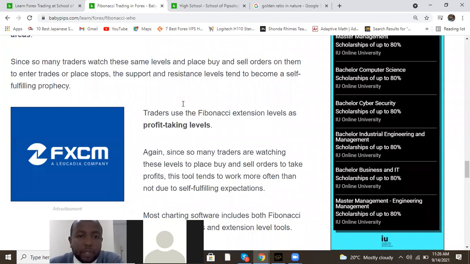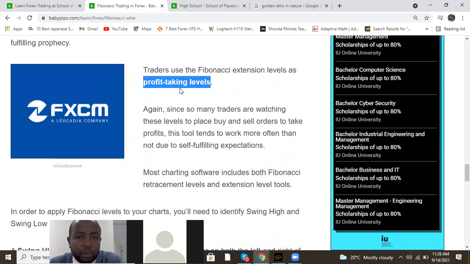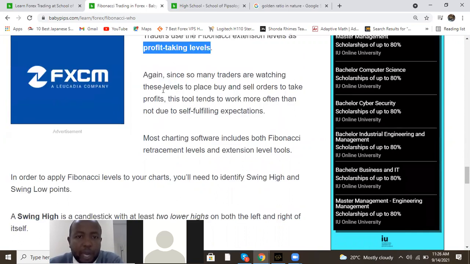So what are we doing? Traders use these extension levels as profit-taking levels. So today it's all about taking profit. When do we get out? This is where I'll be showing you where we are getting out. Since so many traders are watching these levels to place buy and sell orders to take profits, this tool tends to work more often, due to self-fulfilling expectations.